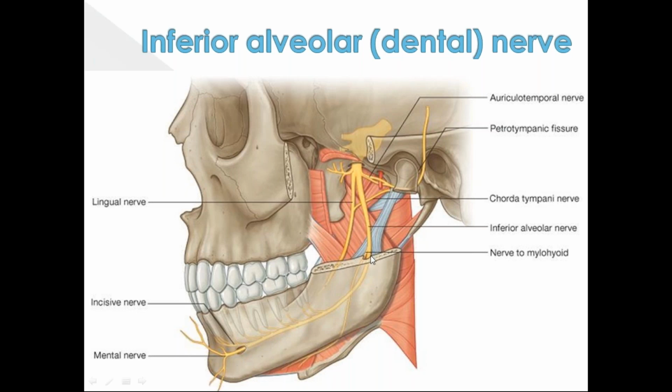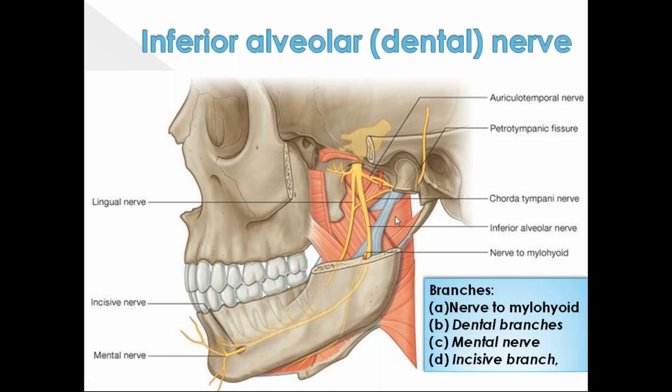Before it enters the mandibular foramen, it gives a branch called the nerve to mylohyoid. This is the motor branch of the inferior alveolar nerve. Now we'll go on to the other branches. As I said, before entering the mandibular foramen, it gives the nerve to mylohyoid, which runs in the mylohyoid groove of the mandible and supplies the mylohyoid muscle and the anterior belly of digastric.